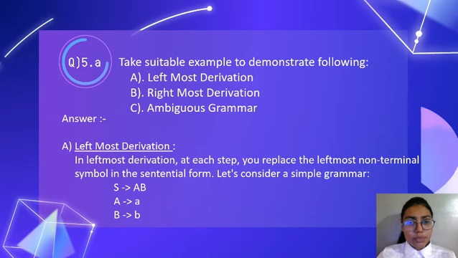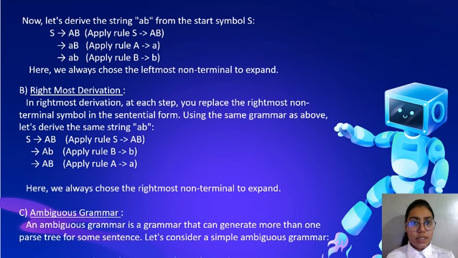Let's consider a simple grammar. Now let's derive the string AB from the start symbol S. Here we always choose the leftmost non-terminal to expand. The second one is rightmost derivation. In rightmost derivation, at each step you replace the rightmost non-terminal symbol in the sentential form, using the same grammar as above. Let's derive the same string AB. Here we always choose the rightmost non-terminal to expand.